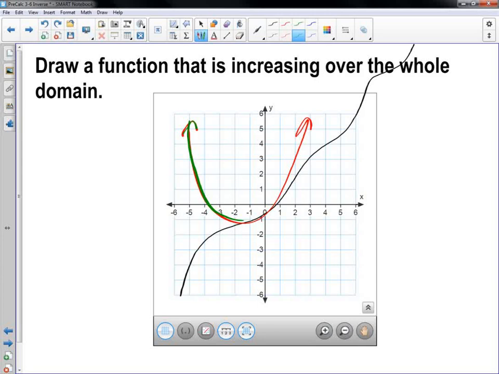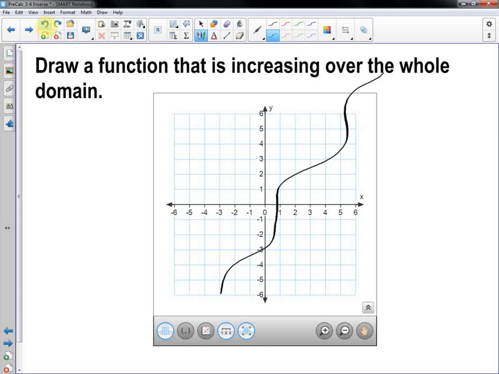So what if it was this way? A sinusoidal. Is that increasing the whole time? No, because it only increases from here to here, and then from here to here. But it's decreasing right here, isn't it? So those are decreasing ones. So that one doesn't work. It's not increasing the whole time. So it snakes upwards. Let's see, like that? Straight upwards?